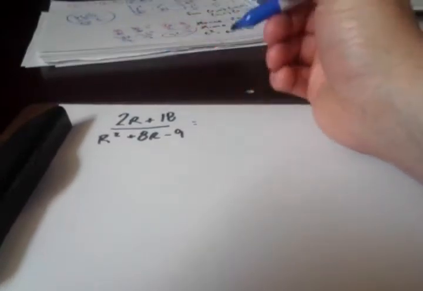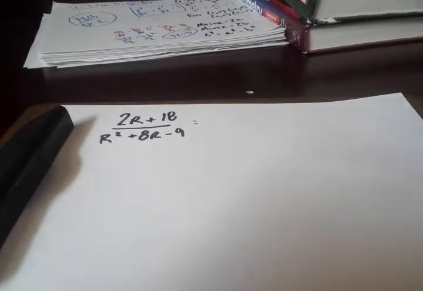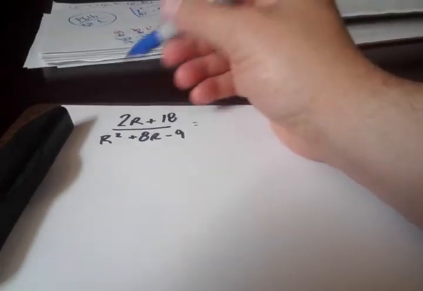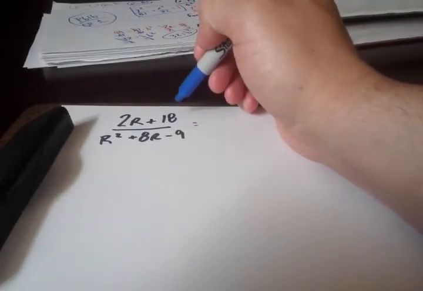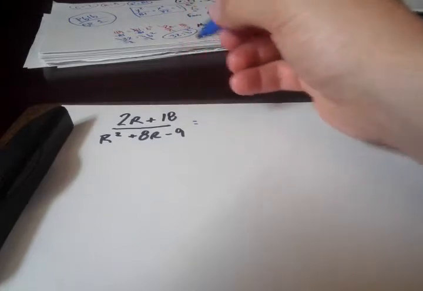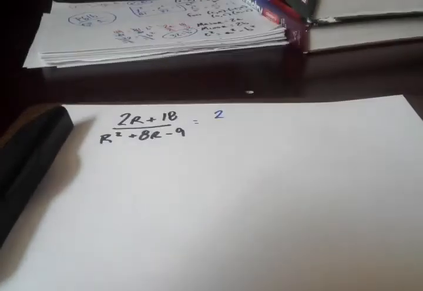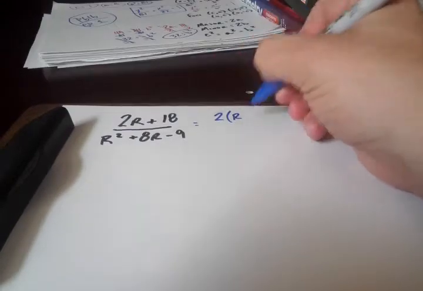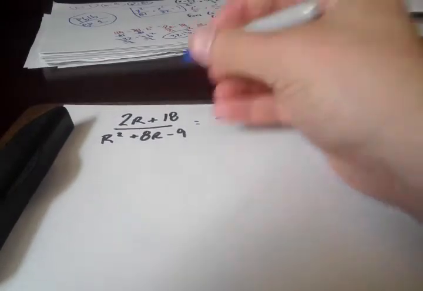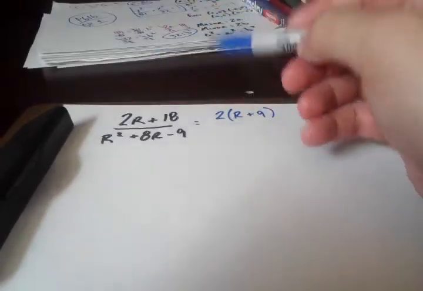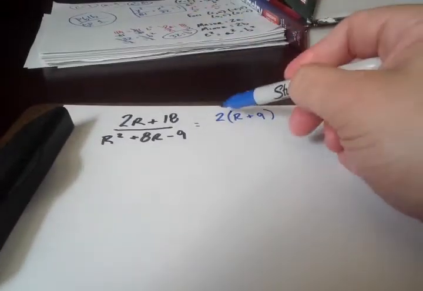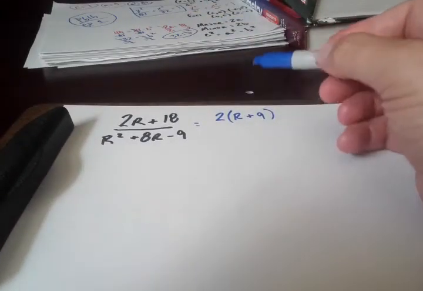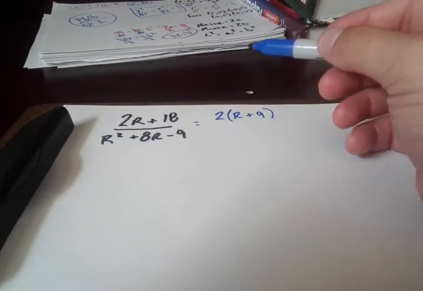My first thought is, do we have a greatest common factor? My second thought would be difference of squares. It looks like it's a greatest common factor problem. 2 and 18 have a greatest common factor of 2. So if I factor out a 2, it becomes 2 over r plus 9, right? Remember, factoring is like division. And if we did distribute, if we multiplied that 2 back, we would end up with 2r plus 18.